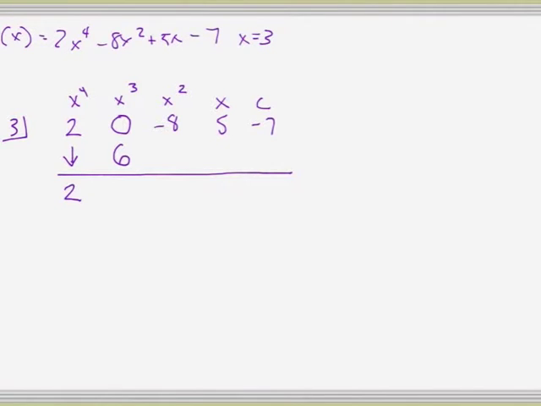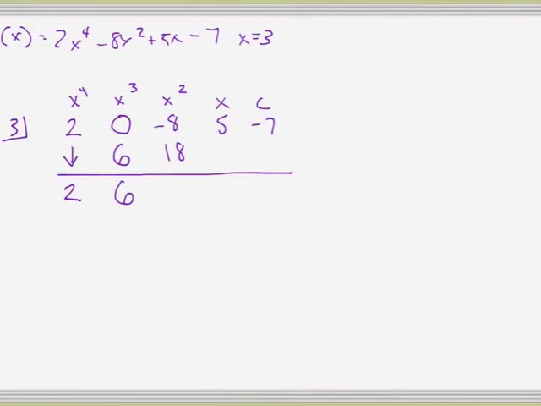Then we are going to add down the column. So 0 plus 6 is 6. Now we repeat. 6, that last answer we got, times the number in the box. So 6 times 3 is 18, and that goes in our next available spot.